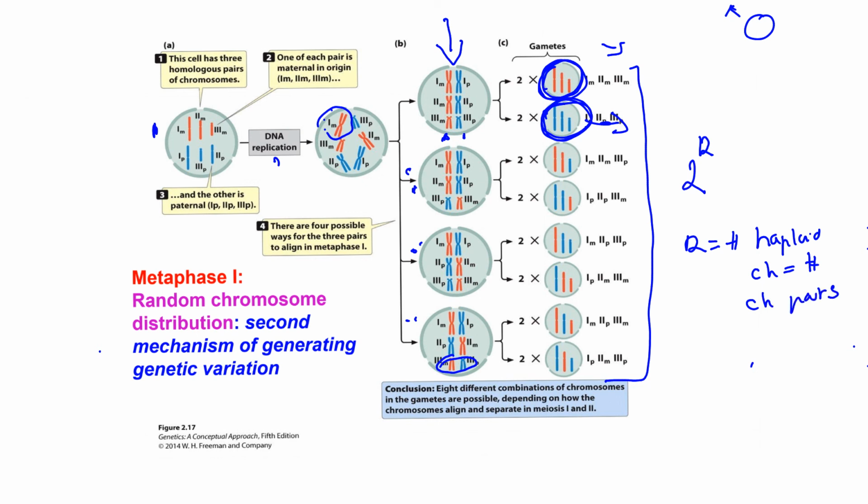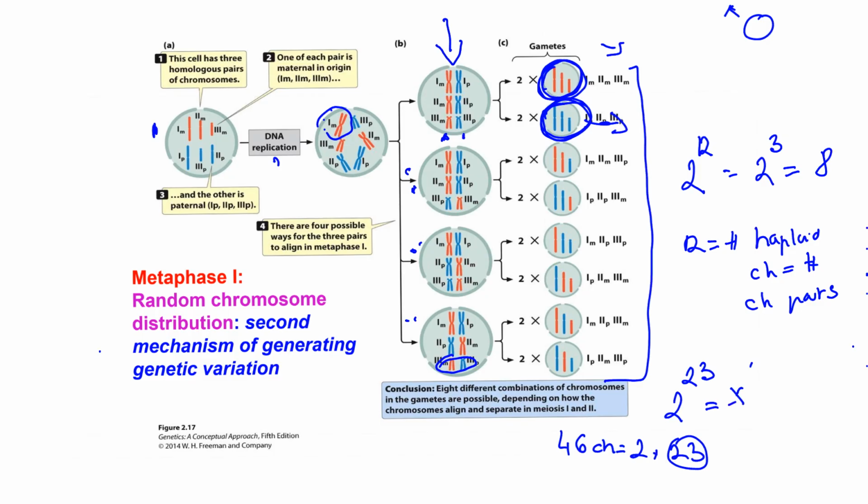Now, can you imagine in humans, if you just forget crossing over and you focus only on random chromosome distribution, we have in humans 46 chromosomes, which come in 23 pairs. So the formula would be 2 to the power of 23, which gives you that many combinations we can form during gamete formation. So this second mechanism has the power to shuffle chromosomes and mix and match chromosomes from mother and father and come up with different combinations.